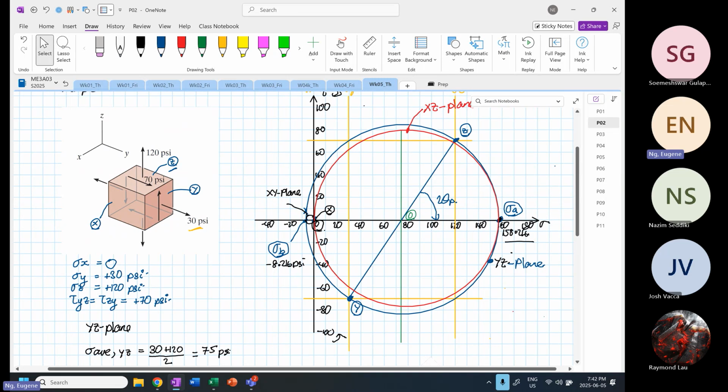Unfortunately for this question, the element has equal surface area. There's no way to identify whether it is in plane or out of plane. So as I said, 3D Mohr circle is not that much more difficult than 2D. We only have to draw 2 extra circles and identify which circle belongs to which plane.